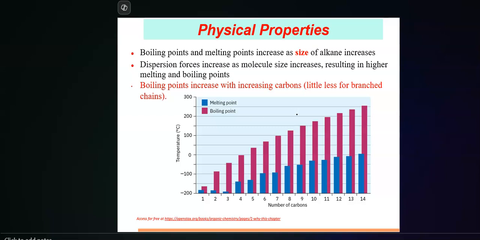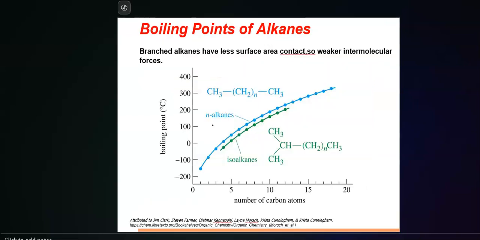However, if we look at branching, another effect seen in the alkane's physical properties is that as the branching increases, it lowers the alkane's melting point. For example, here we have a straight chain alkane, and here we have a branched chain alkane. You can see that the branched chain alkane has a lower boiling point than the straight chain alkane. The reason is that as the branching increases, they are more spherical than straight chains, or they have less surface area, and therefore they have smaller London dispersion force.